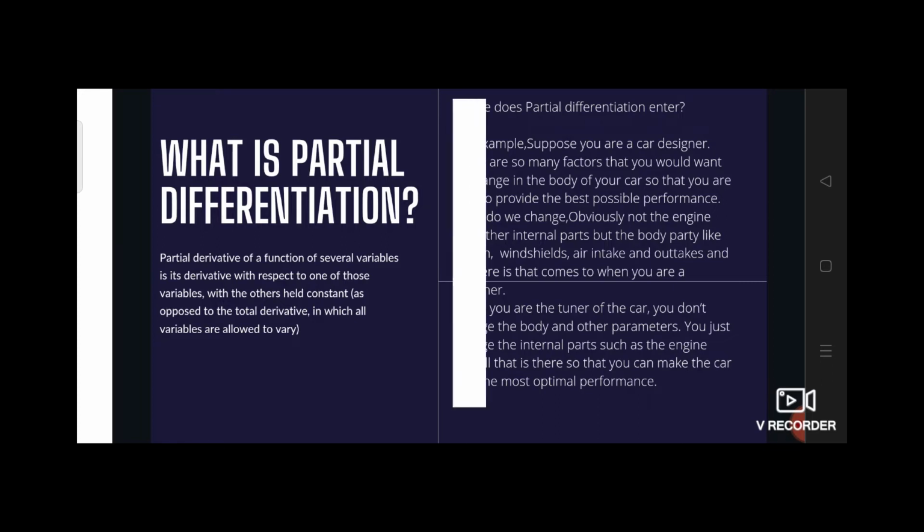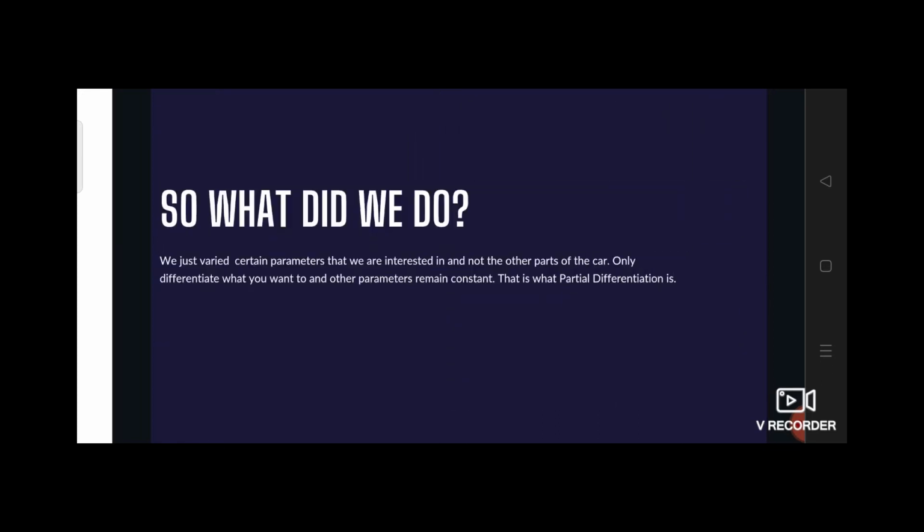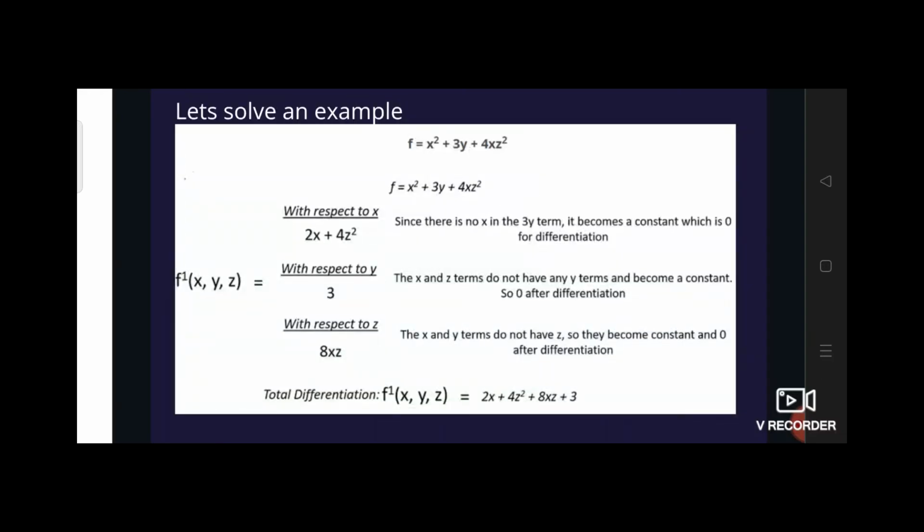Hence, you are keeping the other factors constant while you do your job, getting optimal performance. So what did we do there? We just varied the parameters we needed, keeping the rest constant. This is what partial differentiation is. Let's solve an example now to contrast.